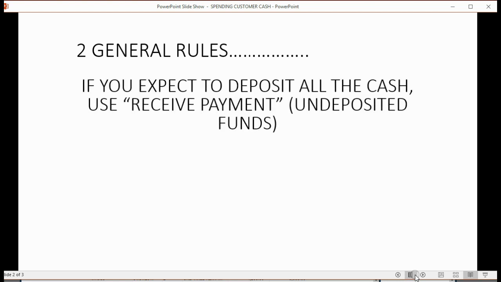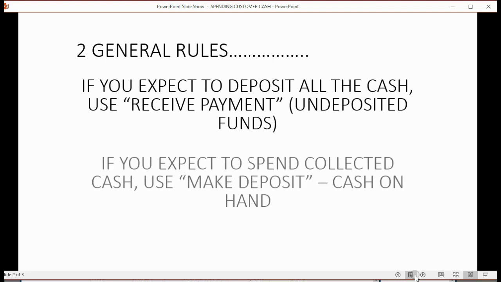If you expect to deposit all the cash, use the receive payment window like we learned in previous videos, and then that money should be recorded into undeposited funds. However, if you expect to spend the collected cash before you deposit it, and then you actually spend the cash and deposit the remainder, you will instead use the make deposit window and record the money into cash on hand.